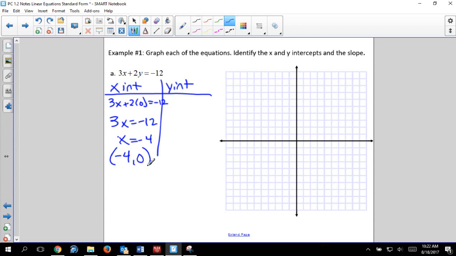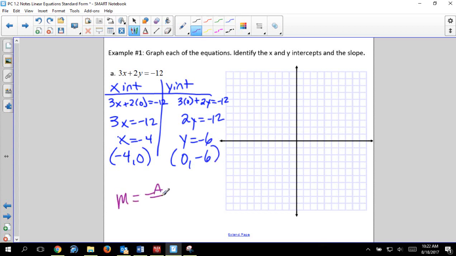The y-intercept I'm going to do the same way. I'm going to plug in 0 for x, and then that's going to give me 2y equals negative 12. So when we're in standard form, when you plug in 0, it just kind of eliminates the other term. So y is negative 6. Ordered pair 0, negative 6. We could find our slope using negative a over b. So I will do negative 3 over 2.